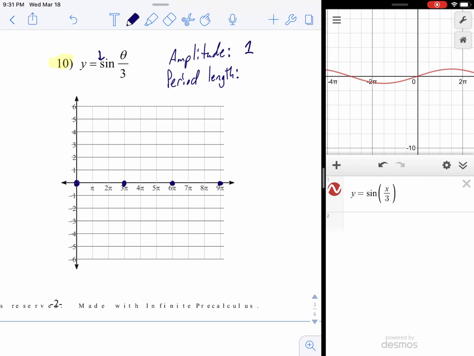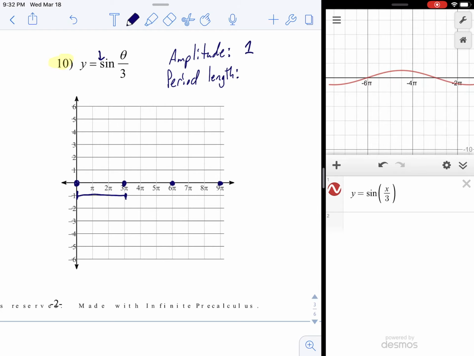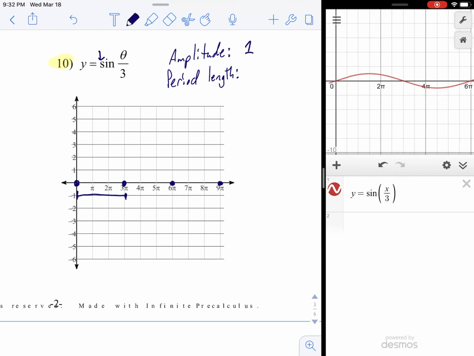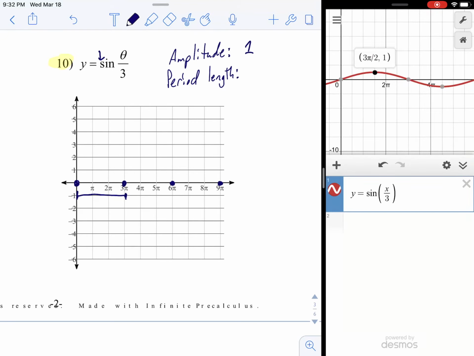Now let's think about this. Here is 0. Here is 3 pi. Between 0 and 3 pi, halfway, is 3 pi over 2, right? Half of 3 pi is 3 pi over 2. So if we split this in half, right there is going to be our high point. Which means if we split this in half, we're going to get our low point. And split this in half, we get our high point again.